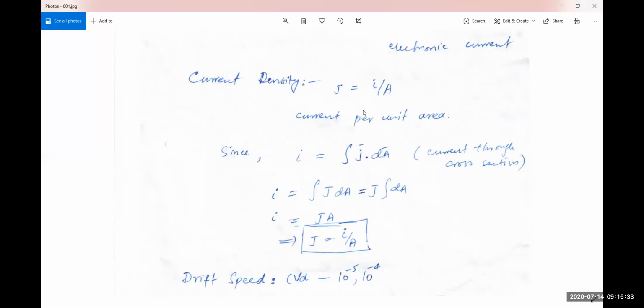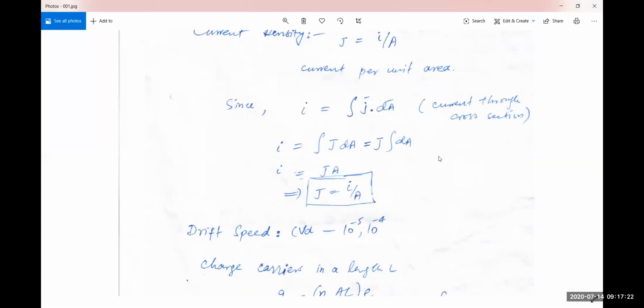Okay, current density J is defined as the current per unit area. So from this equation, I is equal to the integral of J dot dA. Current through a cross section will be the integral of J dot dA. Since J is constant, we take it out of the integral, and the integral of dA is the cross-sectional area. So area becomes capital A. So I is equal to J A, and J becomes equal to I over A. So current density is equal to the current flowing through per unit area. That is current density.